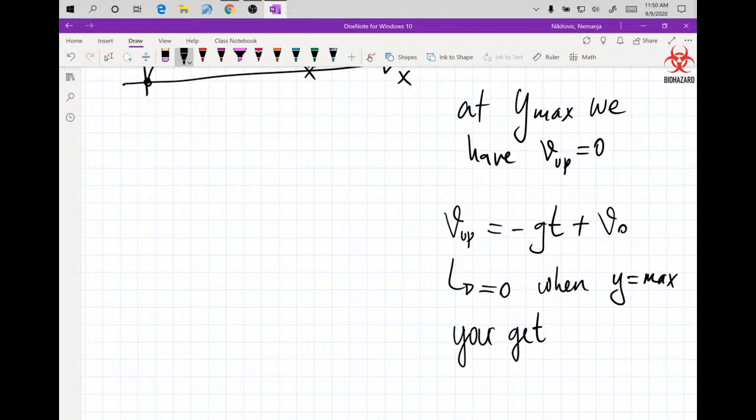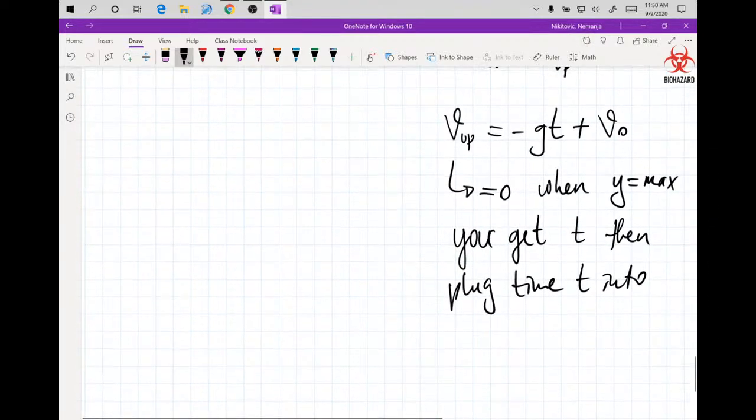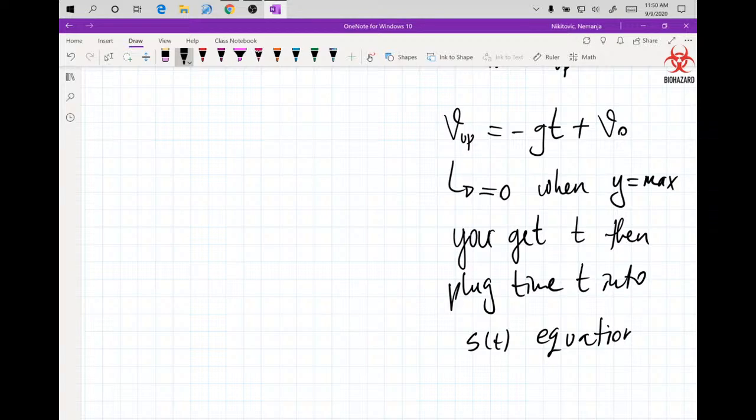So you get time, then plug time t into Y, or S, we use the S of t equation. And this is how you do physics.